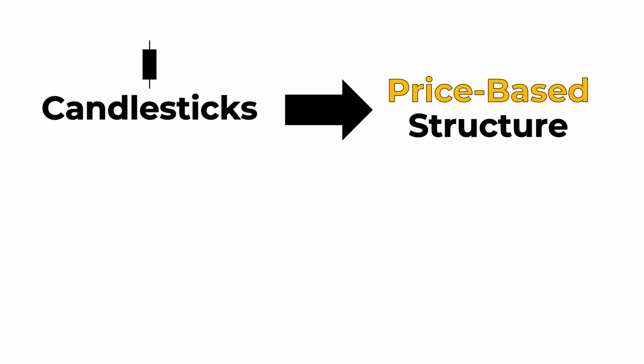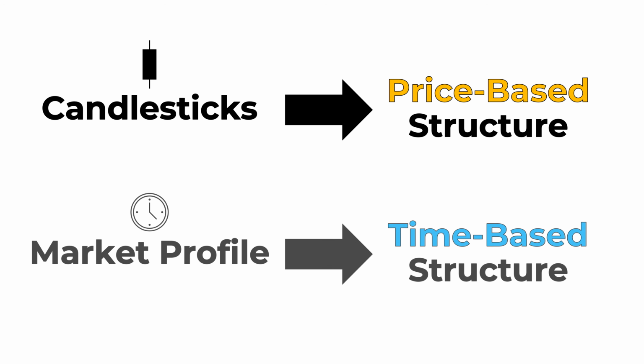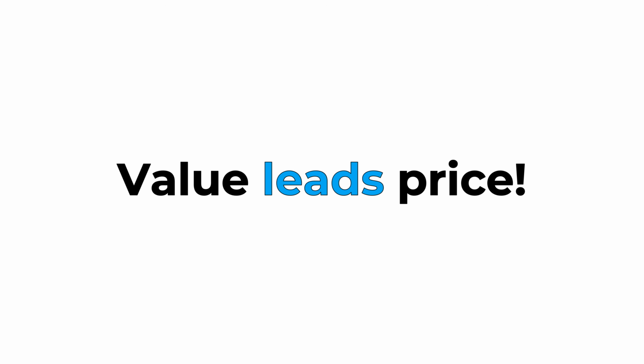A candlestick chart allows us to see market structure through the dimension of price, which is useful, but it's not the full story. The market profile is a charting method that allows us to see market structure through the dimension of time, which is a great way to know where value is. And if you know where value is, you know where price is going. In other words, value leads price. The combination between price-based and time-based market structure is incredibly useful to any trader.